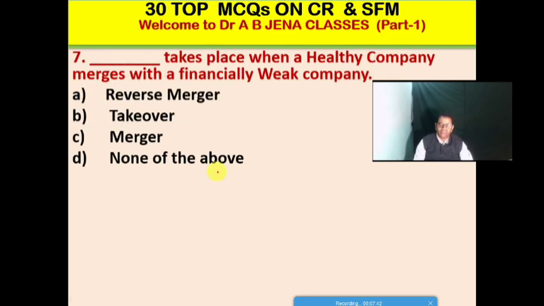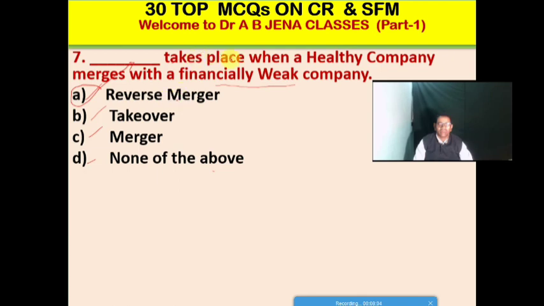So next MCQ, which type of merger takes place where a healthy company merges with a financially weak company? A, it's the reverse merger. B, it's the takeover. C, it's the merger. D, it's none of the above. Friends, so A is the right option for this MCQ.